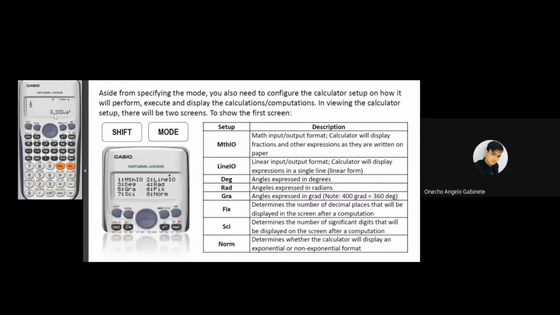Kasi di ba ito, pagka nilipat ko dito, edi magiging 0.3333. So, yung 0 before the decimal places ay hindi po significant. Therefore, ang mga significant na digit lang doon ay yung 4 na 3. Next, meron po tayong norm. It determines whether the calculator will display an exponential and non-exponential form.